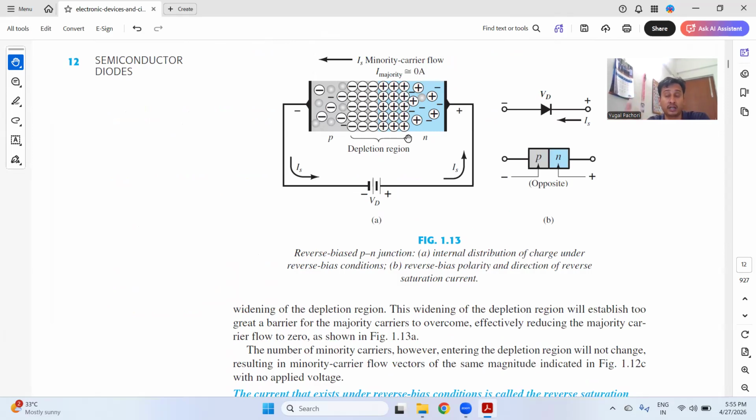Reverse bias means when a negative voltage is applied, the diode acts as an open switch. So you got the one condition that the diode is working as an open switch. Open switch means off condition. There is no flow of current.